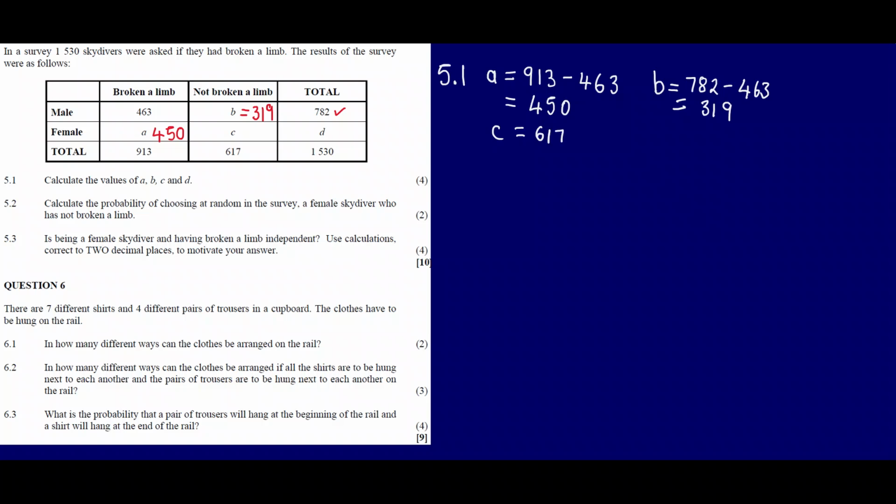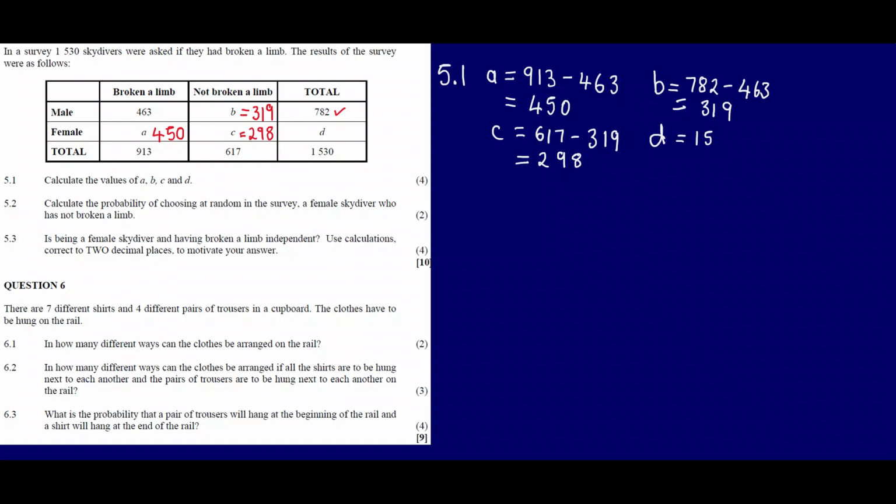So C is going to be 617 minus 319. The value is 298. So we have gotten the value, and we write that value on the table, 298. Now we have as much information as possible, so we can also work out the D value.